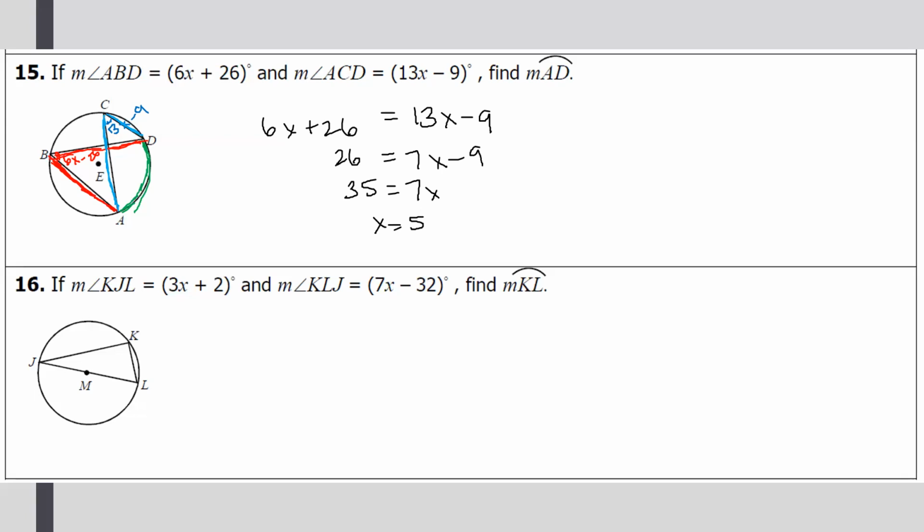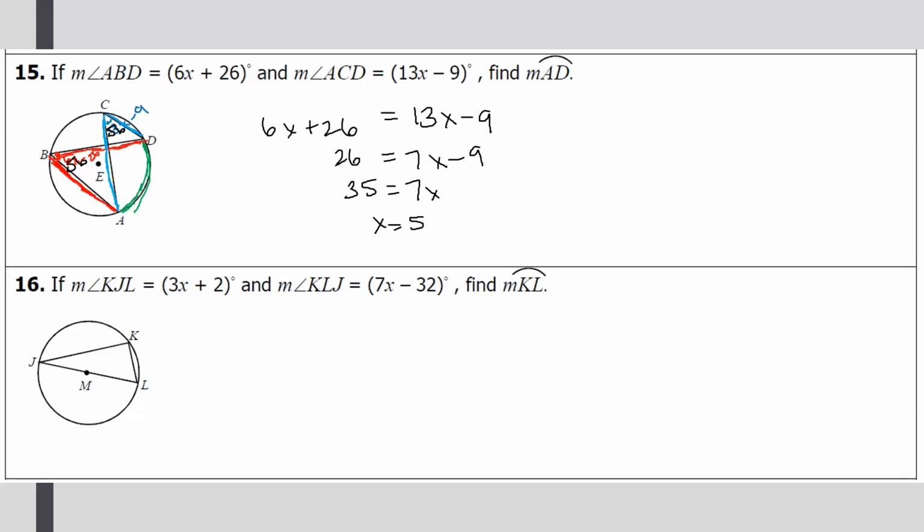I'm going to get the same number, whichever one I choose to plug it into. 6 times 5 plus 26, or 13 times 5 minus 9. Either one, you get 56. Okay, so this angle is 56 and this angle is 56.